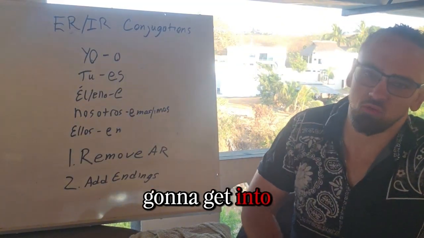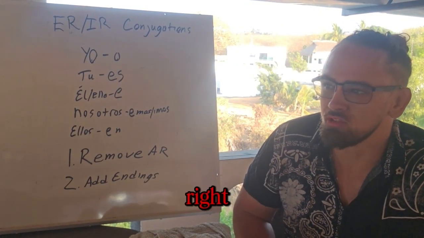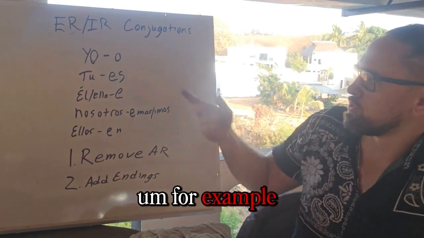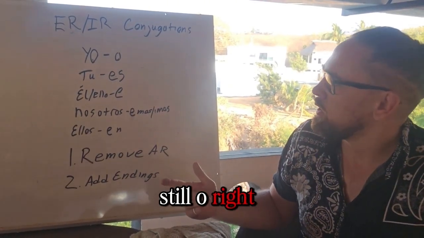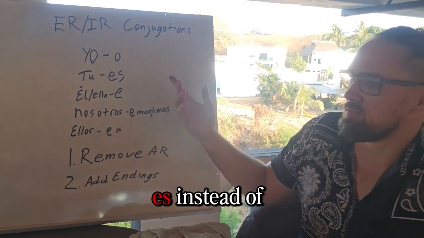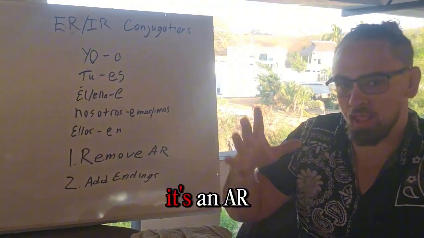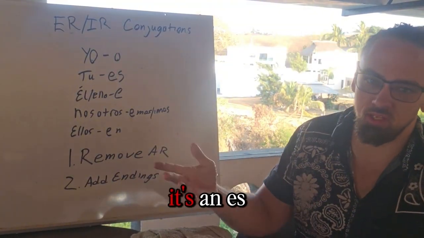Now we're going to get into those ER-IR conjugations, right? And so it's the same pattern. You'll start to see some similarities, right? For example, the yo is still o, right? Tú becomes es instead of as, still ending with that s, right? Just if it's an AR, it's an AS, and if it's an ER, it's an ES, right?